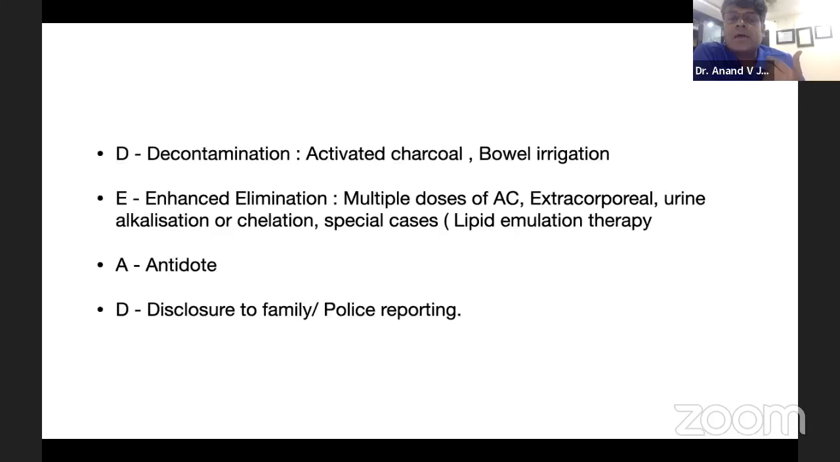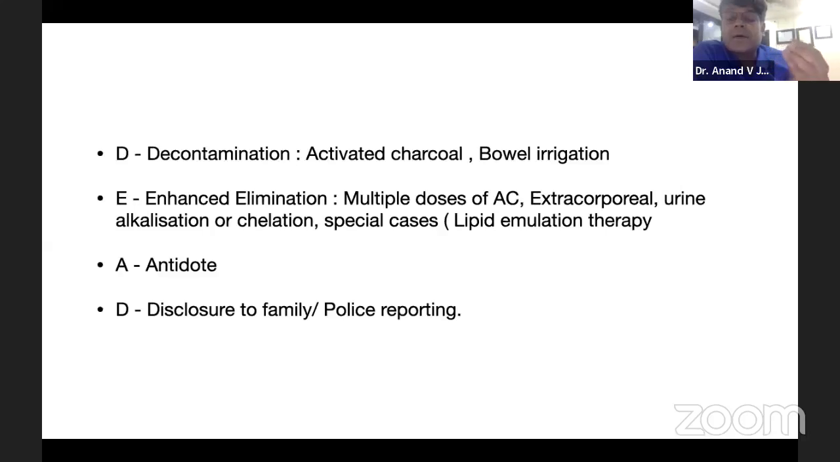It's a reason which requires multiple doses of activated charcoal. Some require extracorporeal alkalization, extracorporeal plasmapheresis or extracorporeal hemoadsorption. For the toxidrome, these are very, very important in this kind of situation, which you have to keep in mind.